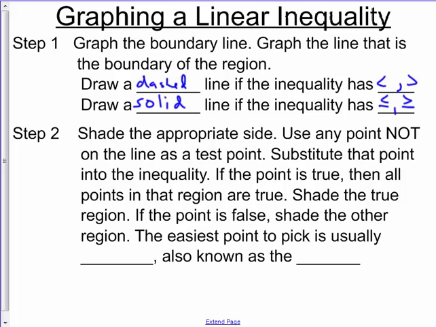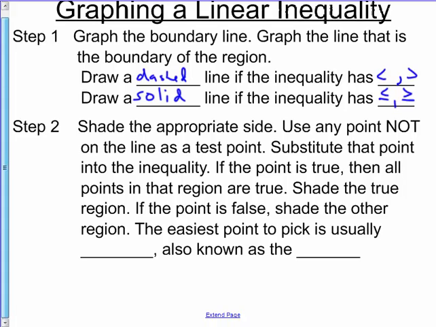Now, when I have equal to, or greater than or equal to, or less than or equal to, I'm going to use a solid line because that is part of the solution. Second part is shading. So the rule is this: I can use any point that's not on the line. Now, the easiest point to use is 0, 0.